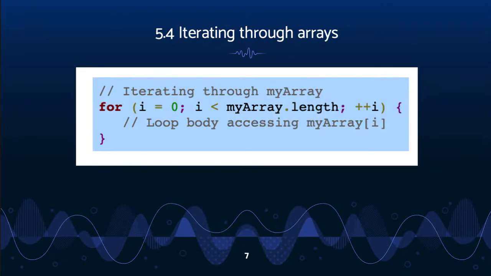Next we have iterating through arrays. You use it quite commonly. We use a for loop. You declare i is equal to 0, i less than my array dot length. We count the number of elements in the array. Later we see some examples, and i plus plus is the increment.